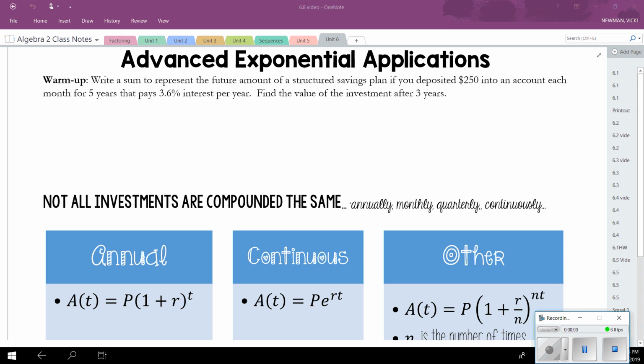So, write a sum to represent the future amount of a structured savings plan if you deposit $250 in an account each month for 5 years. It pays 3.6% interest per year. Find the value of the investment after 3 years.